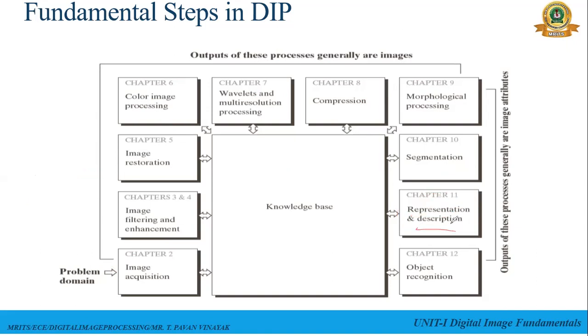Then description is a feature selection. Features like where we can call it background, or this is a boundary, or this is an edge. These are edges, these are boundaries, this part is background, and this one is foreground. So we are giving some description to the images.